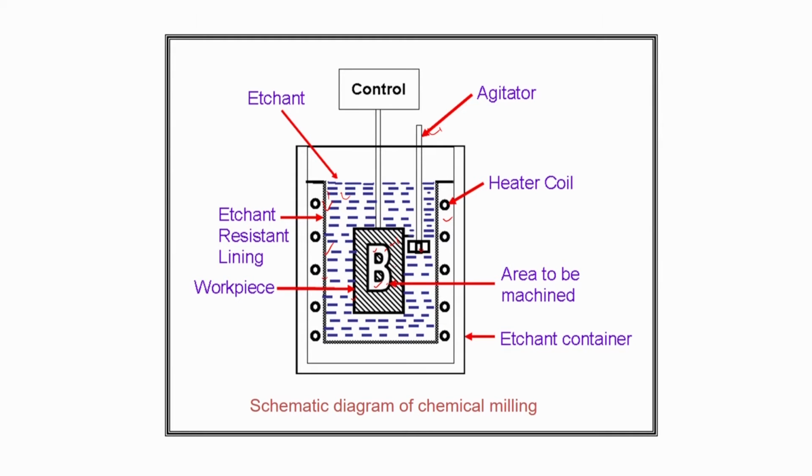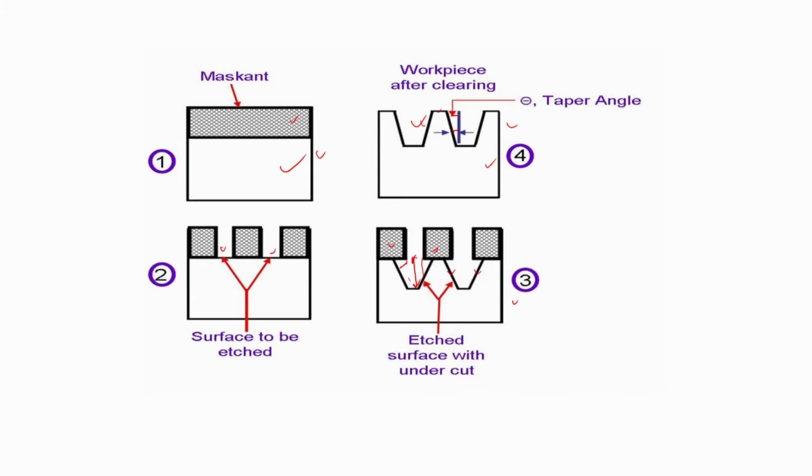So this workpiece is dipped into that etchant bath for a certain amount of time for getting a certain depth of cut. So suppose this is the depth of cut here. So for getting a certain depth, from a preliminary experiment you have to have information on how much time you have to keep this workpiece inside the etchant bath so that proper machining can be carried out, and the exact depth of cut can be achieved.